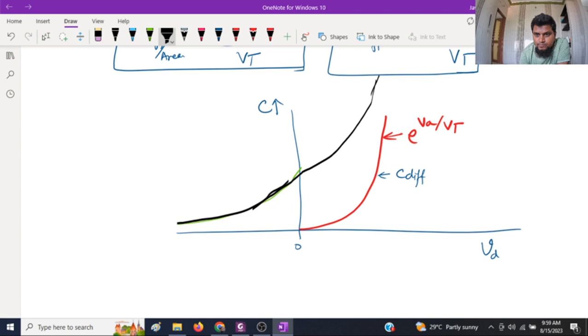In reverse bias, depletion capacitance is the dominant factor. In forward bias, diffusion capacitance is the main factor which affects it, and here you have the total capacitance curve that would look like this. Now you can see that the capacitance of the diode is more in case of forward bias as compared to reverse bias.